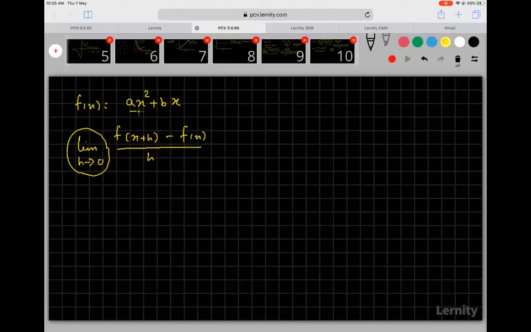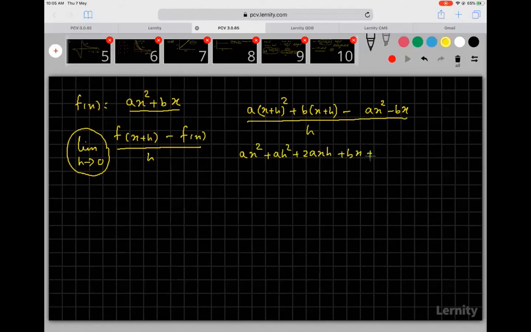So now let's talk about this. It becomes a times (x plus h) the whole square plus b times (x plus h), minus ax square minus bx, by h. So I can expand this. It becomes ax square plus ah square plus 2axh plus bx plus bh, minus ax square minus bx, whole divided by h, limit h tending to 0.